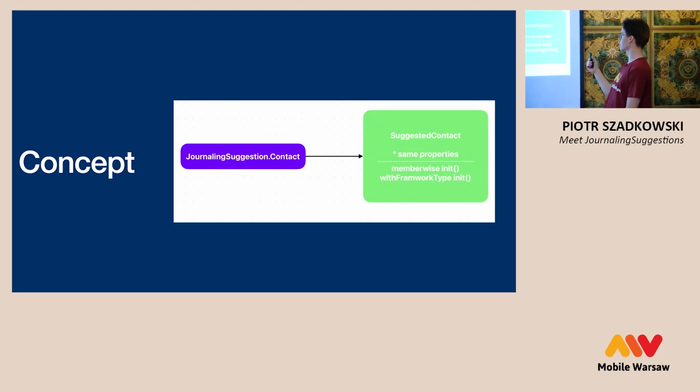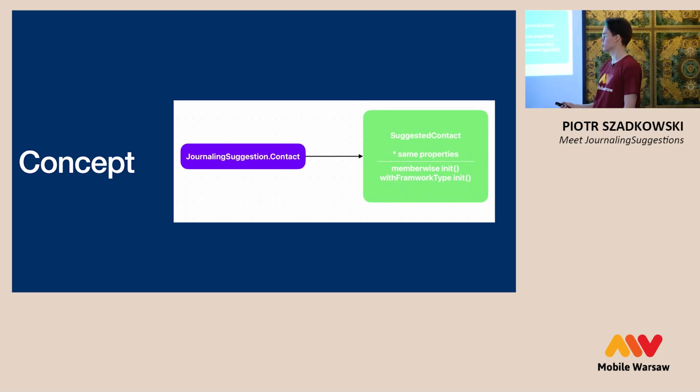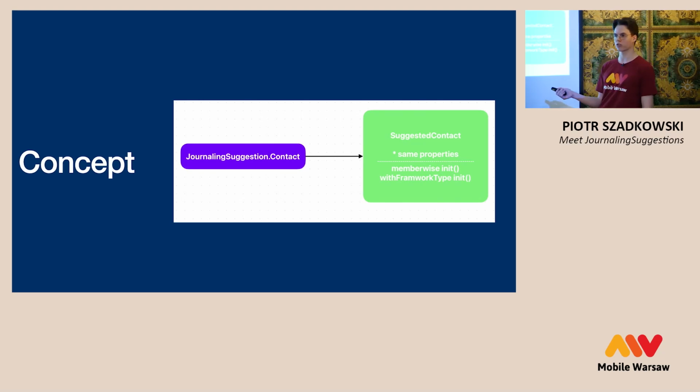It will have a member-wise init, because the thing that I didn't mention but is important is that you cannot construct those models from the framework. They do not offer public inits. You can only get the entities that they provide, but you cannot create them on your own. So I will first make the member-wise init, and then one with the framework type. So I can just pass the framework type to construct it easily.